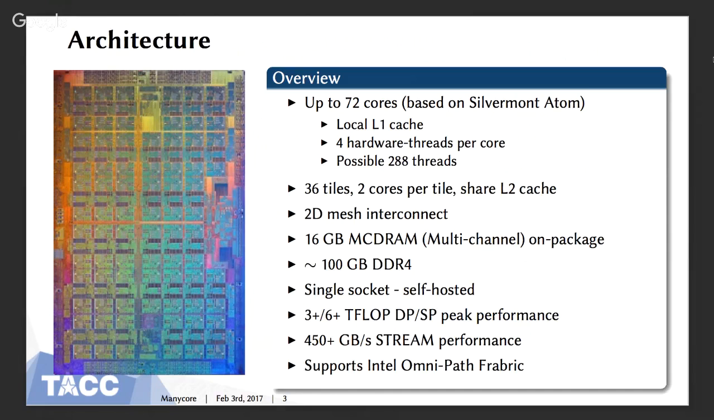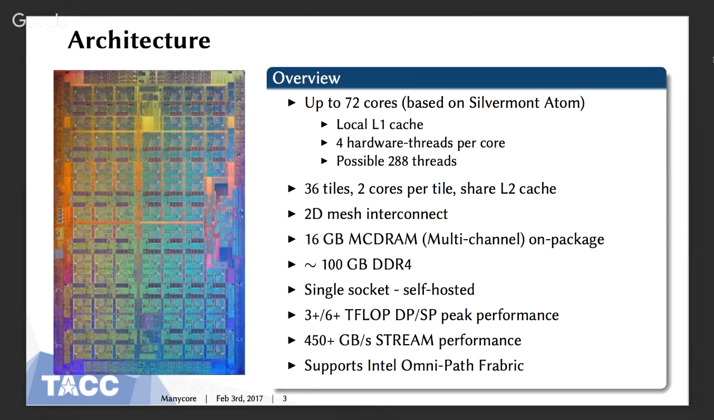And 68 is about where they're landing right now. So there's 2 cores per tile. So there's a set of tiles on the processor. So we have like 34 tiles in our processor. I'll show you a little bit more about that in a second. They share an L2 cache. You can think of it as a 2D mesh interconnect. Think of it as like a grid that connects all the processors with each other.